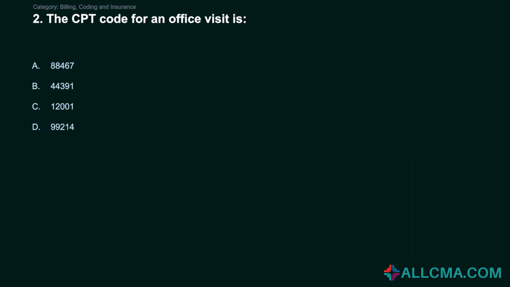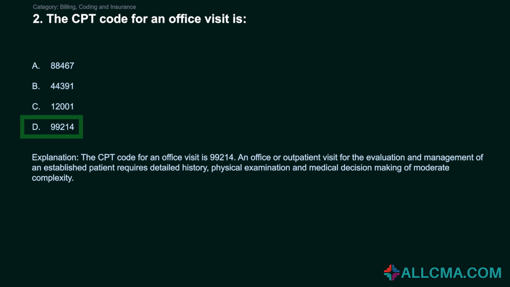2. The CPT code for an office visit is A. 88467, B. 44391, C. 12001, D. 99214. Correct answer, D. 99214. The CPT code for an office visit is 99214. An office or outpatient visit for the evaluation and management of an established patient requires detailed history, physical examination, and medical decision-making of moderate complexity.